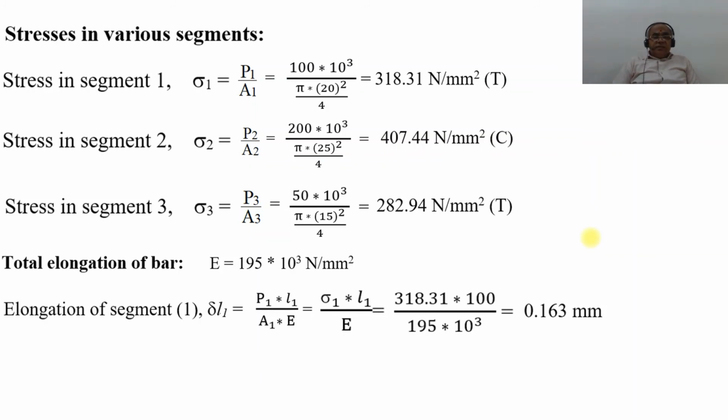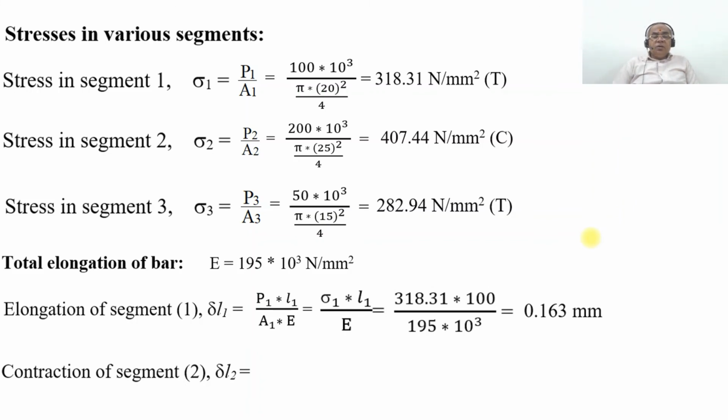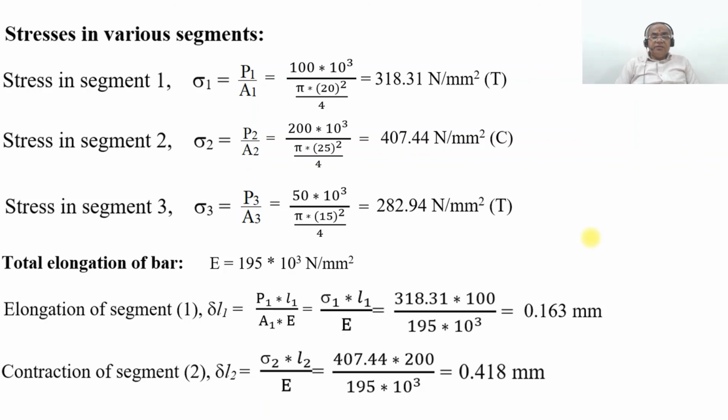Then, as the second segment is compressive in nature, the contraction of segment 2, delta L2, is equal to P2 into L2 by A2 into E, which is equal to sigma 2 into L2 by E, which is 407.44 into 200 divided by 195 into 10 to the power of 3. On simplification, it is 0.418 mm, but it is compressive, so compressive in nature.